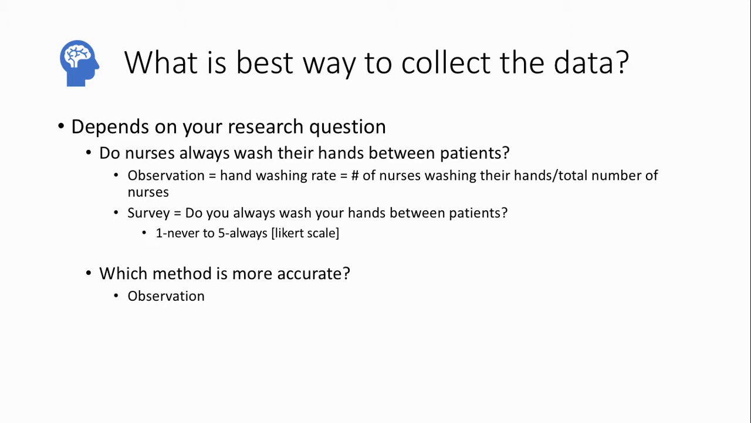Another way that you could answer that question is through a survey design. And you could survey the nurses on, do you always wash your hands between patients? And you would use a Likert scale from 1 to never to 5, they always wash their hands. Now, which one of these methods do you think is more accurate? Surveying people's opinions or observing them? Well, the answer is right in front of you, which it would be observation. But sometimes we have to make decisions as researchers based on the feasibility of can we get it done?